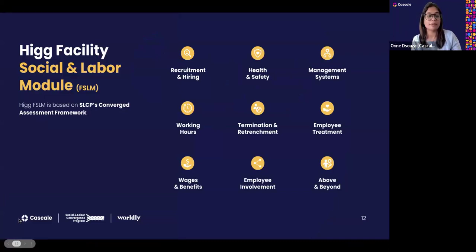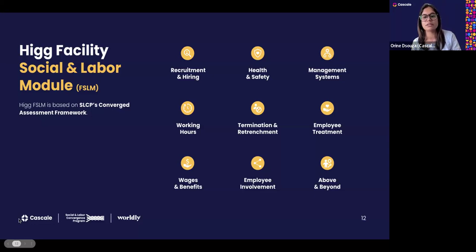When it comes to the abbreviations, we did speak about FSLM and CAF. What do they mean? FSLM is Facility Social Labor Module. CAF is Converge Assessment Framework. Wherever you see these, they are abbreviations. So how does it work? FSLM is a tool which is adopted from CAF, and CAF is developed by SLCP. That means all the questions in CAF are adopted for FSLM.